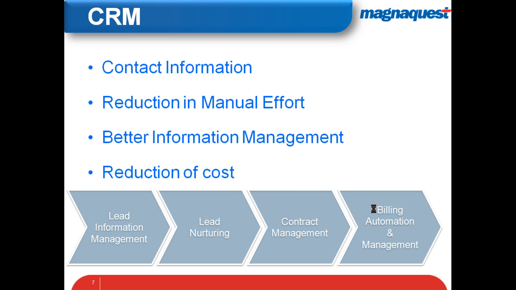The first and most important component of an IaaS ecosystem is a CRM, a customer relationship management tool. It will help you in managing the entire cycle, right from lead information management to billing automation and management, which means you'll be able to maintain basic contact information. You enter contact information through a CRM and it is automatically maintained. When you make some updates, it's automatically done in the CRM, which means there is absolutely no manual effort. Everything is automated. You'll be able to manage your information much better than what you used to do earlier, probably using a typical Excel sheet. And in the process, by automating the information management process, you are actually reducing the cost incurred towards that.